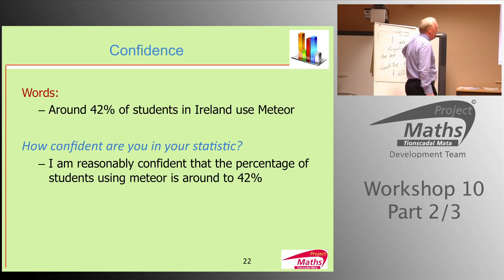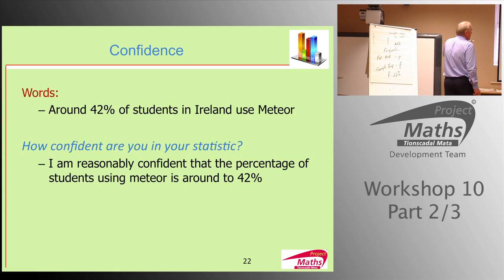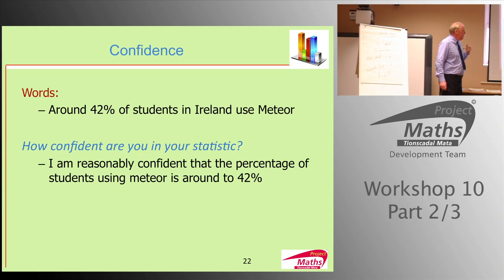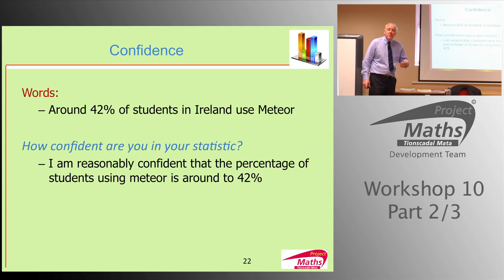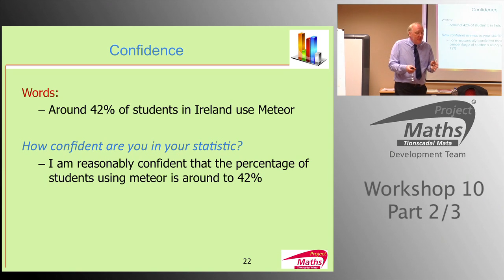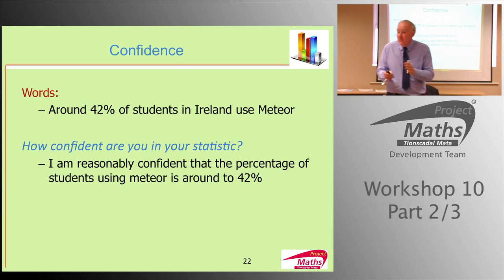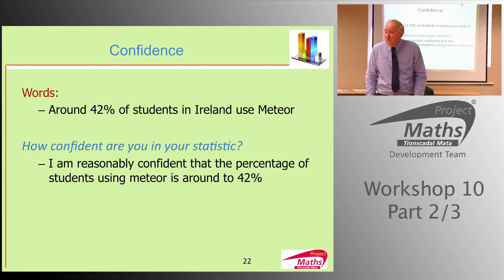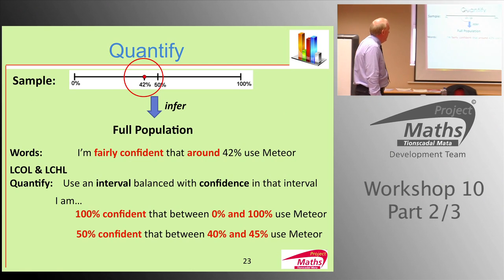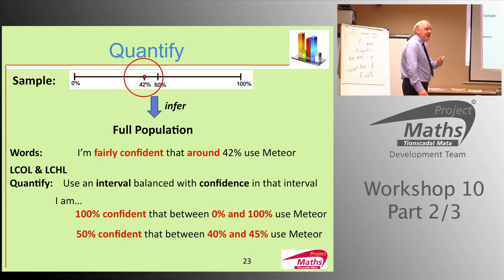So how confident are you in your statistic? I am reasonably confident that the percentage of students using Meteor is around 42%. I did my survey, my sample. I did a random sample, so I'm reasonably confident that I got a good representation of the students in my sample, okay?